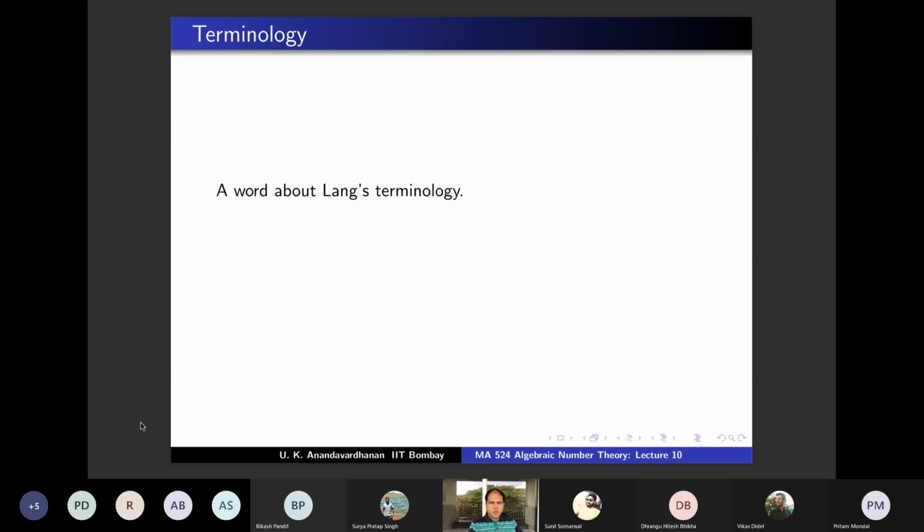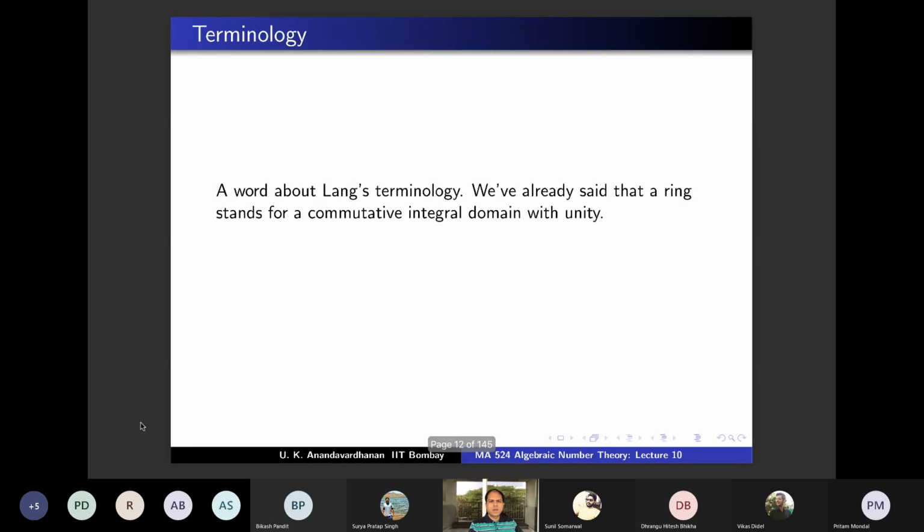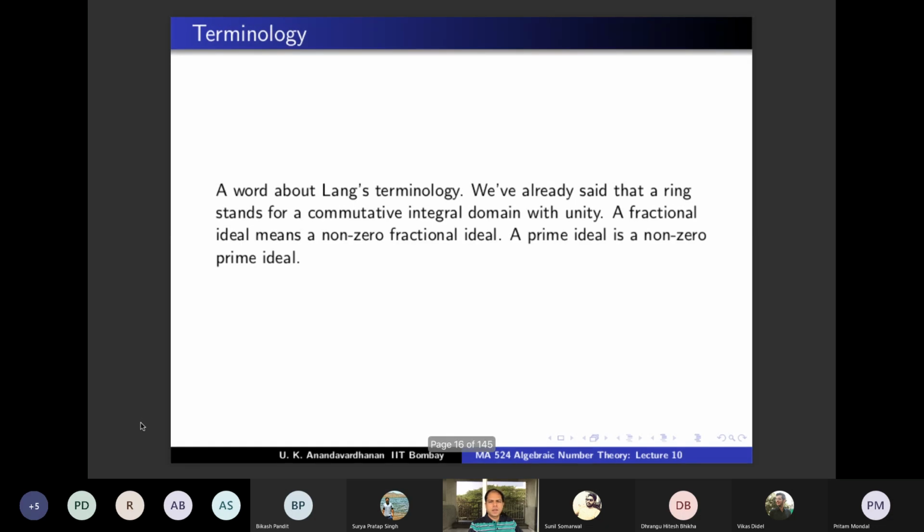A word about Lang's terminology. Though sometimes I might say domain, sometimes I'll just go with Lang and say ring. So once again, a ring stands for a commutative integral domain with unity, and a fractional ideal means a non-zero fractional ideal, and a prime ideal means a non-zero prime ideal. And sometimes we might just say a prime. I might have already used these terminologies from Lang without stressing it, but I think it's all clear from the context.